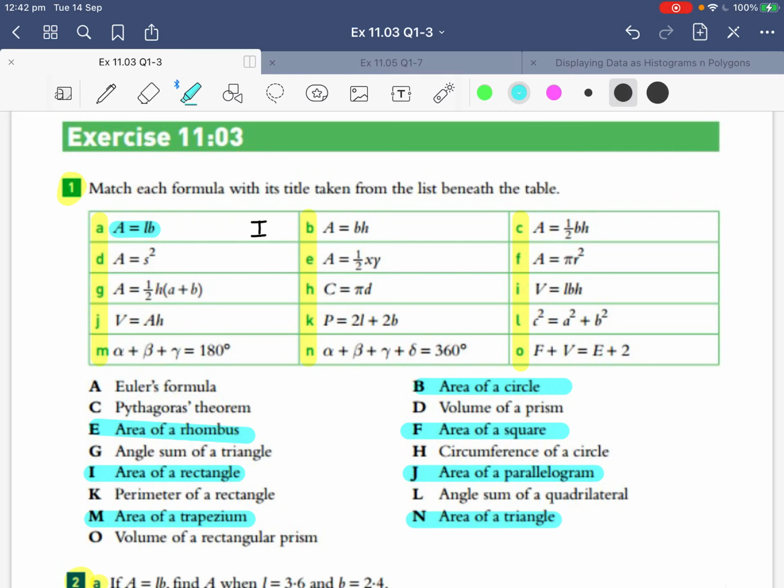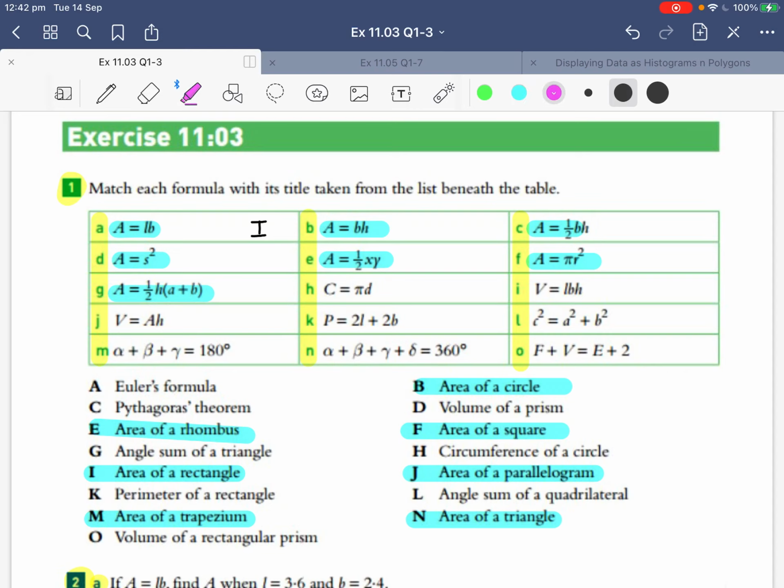What you'll then notice for parts B, C, D, E, F and G is that they are all area equals formulas. I'm going to highlight them in blue, and I highly recommend that you look back through your theory notes or your textbook or even use Google to work out which formula goes with which of those blue titles.